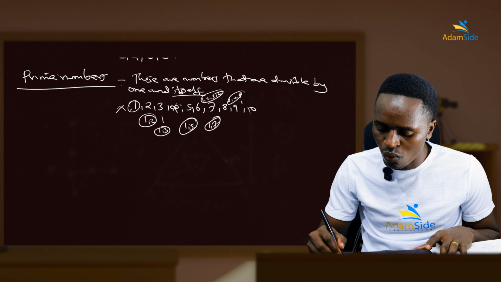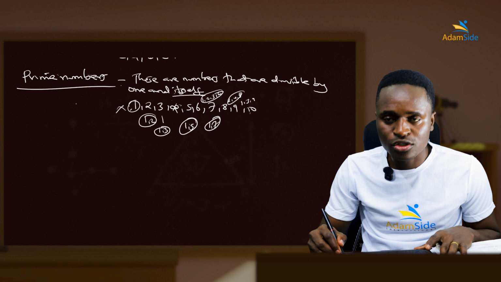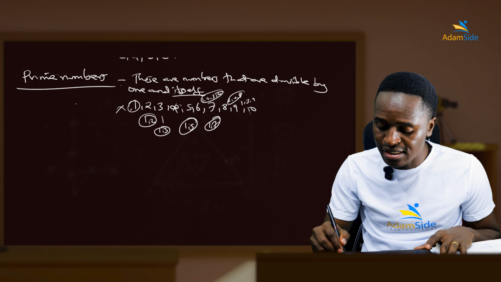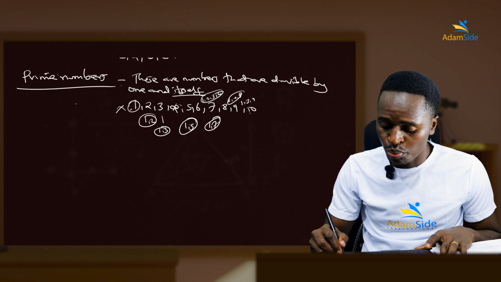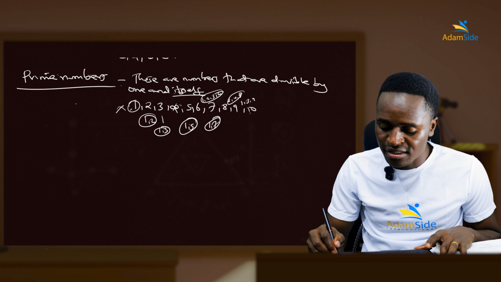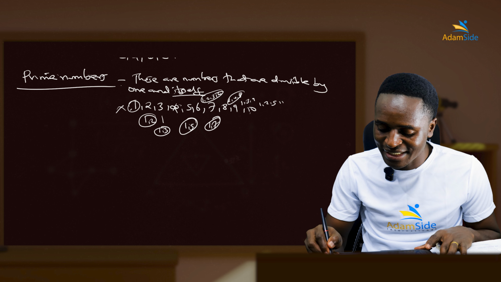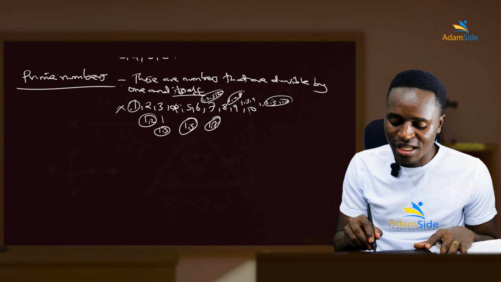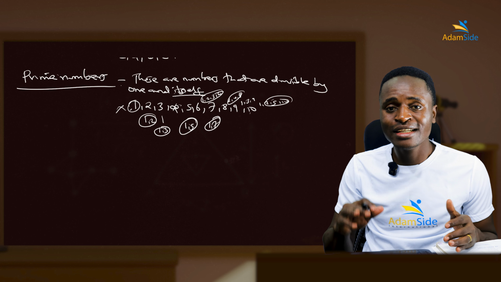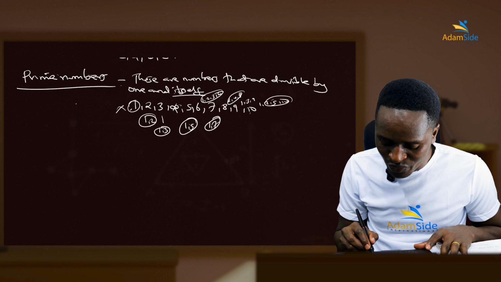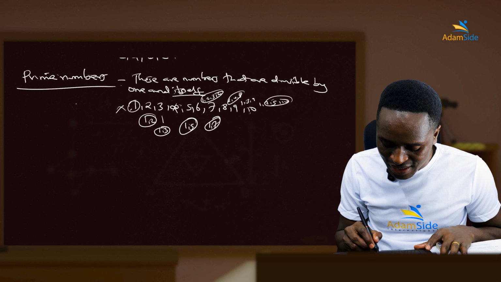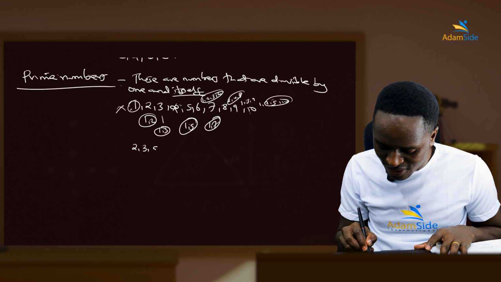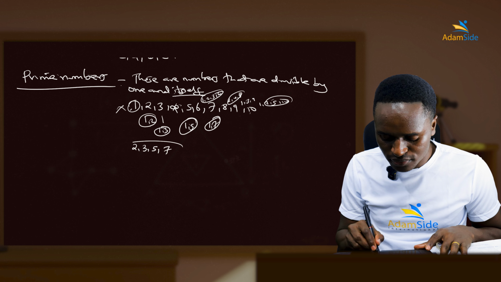9 is divisible by 1, 3, 9. So this is not a prime number. 10 is divisible by 1, 2, 5, and 10 itself. This is also not a prime number. So we say prime numbers have exactly 2 factors. Therefore, we conclude that prime numbers between 1 and 10 are 2, 3, 5, and 7.